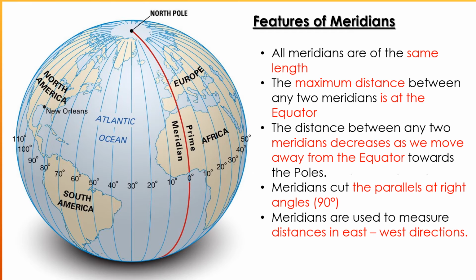Let us see the features of meridians. All the meridians are of the same length. The maximum distance between any two meridians is at the equator. The distance between any two meridians decreases as we move away from the equator and towards the poles. Meridians cut the parallels at right angles, which is 90 degrees. Meridians are used to measure distances in the east-west directions.